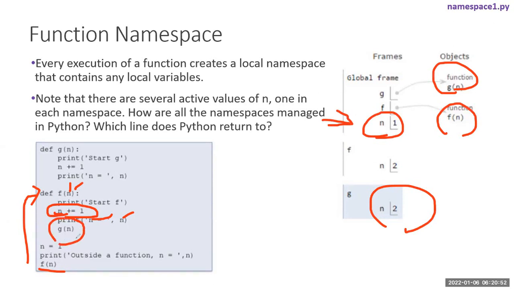And then you call g of n. You call a function here, so you come to here. This n is the local variable n in f, so it becomes 2. So here you do, let's see.